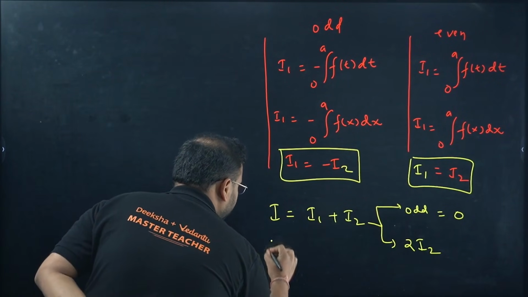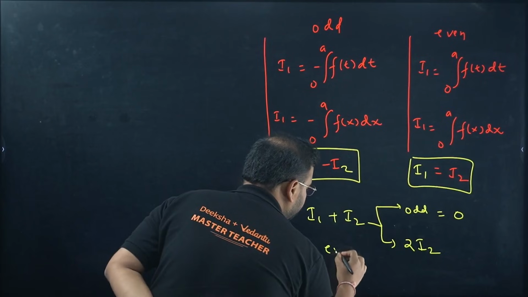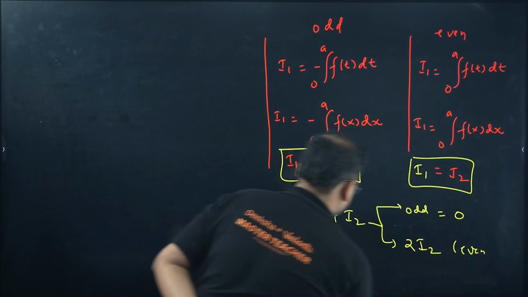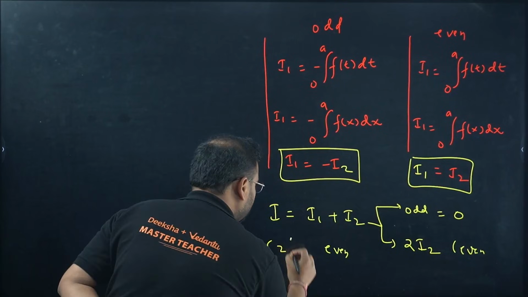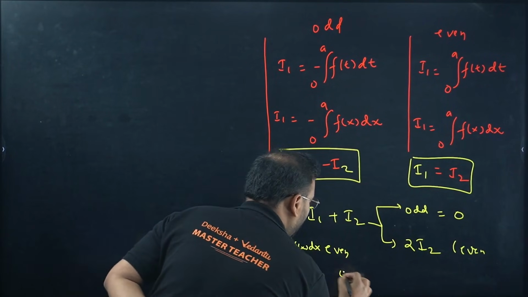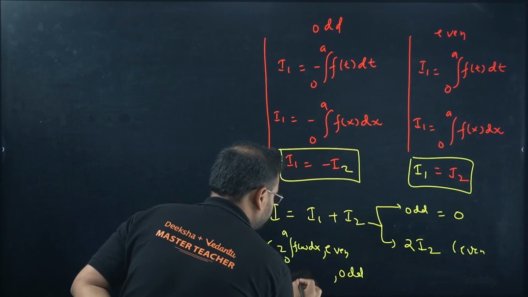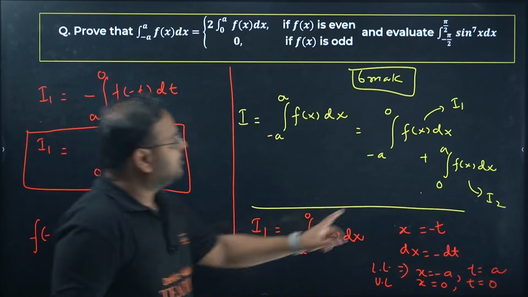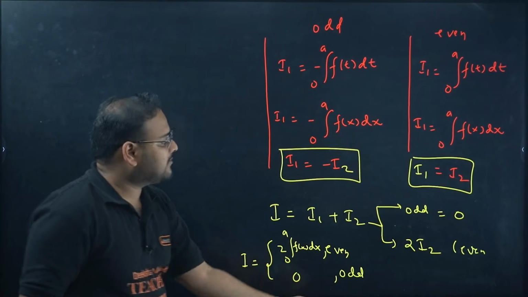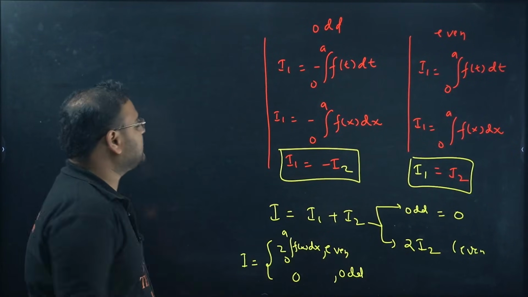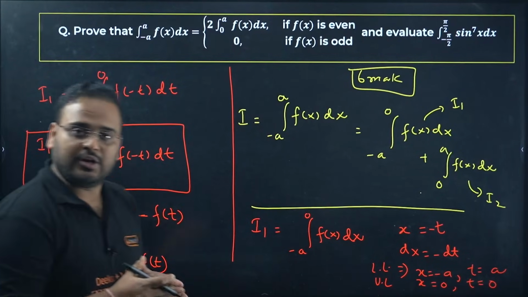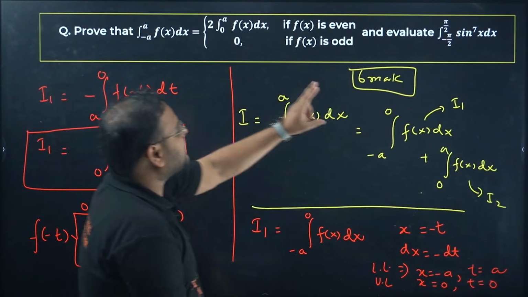So basically my integration is what? For even, it is twice of I2. What is I2? 0 to a f of x dx, so it is twice of that, and for odd, it is simply 0. First part, the proof of the property, is very much clear, right? Next part is getting that result.